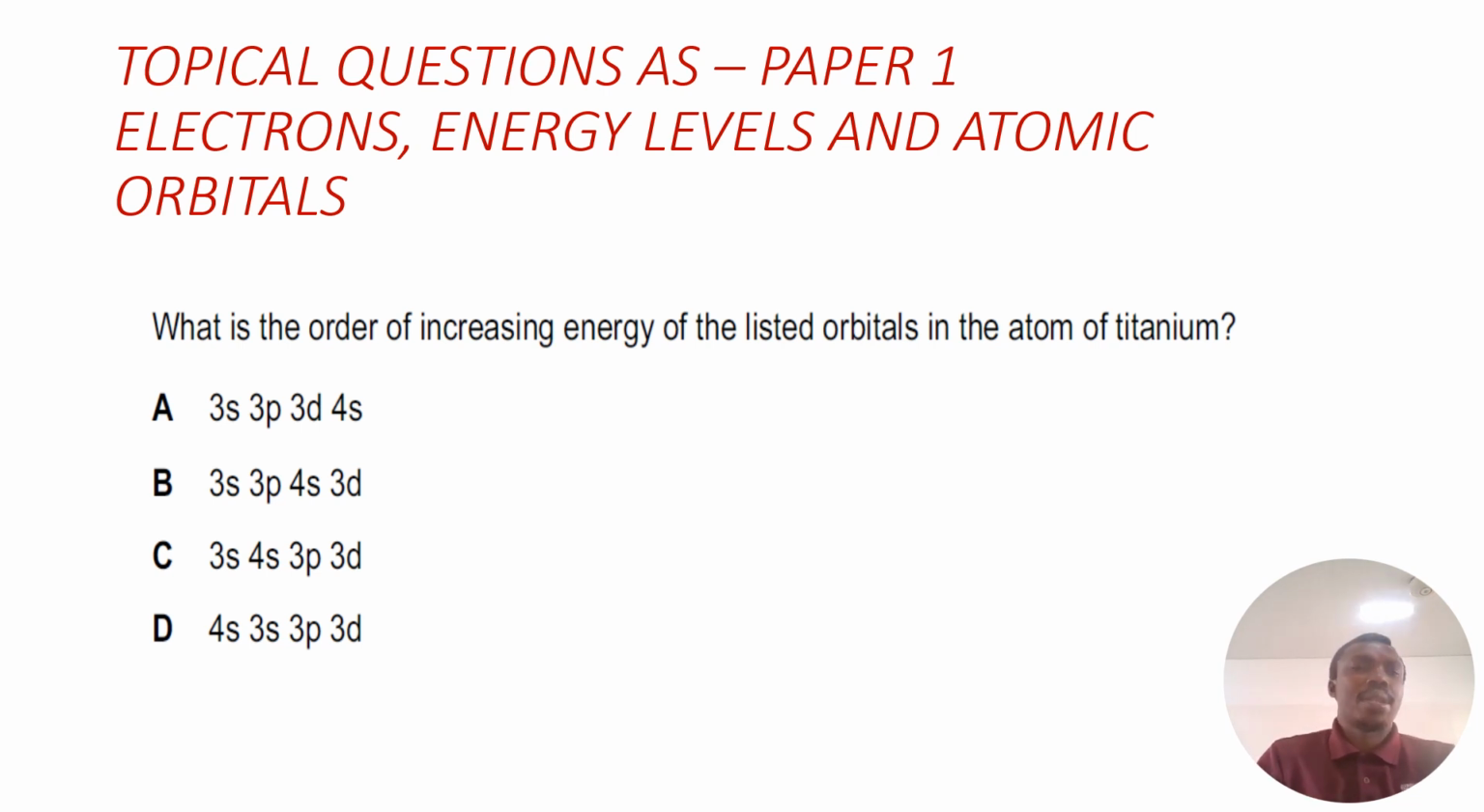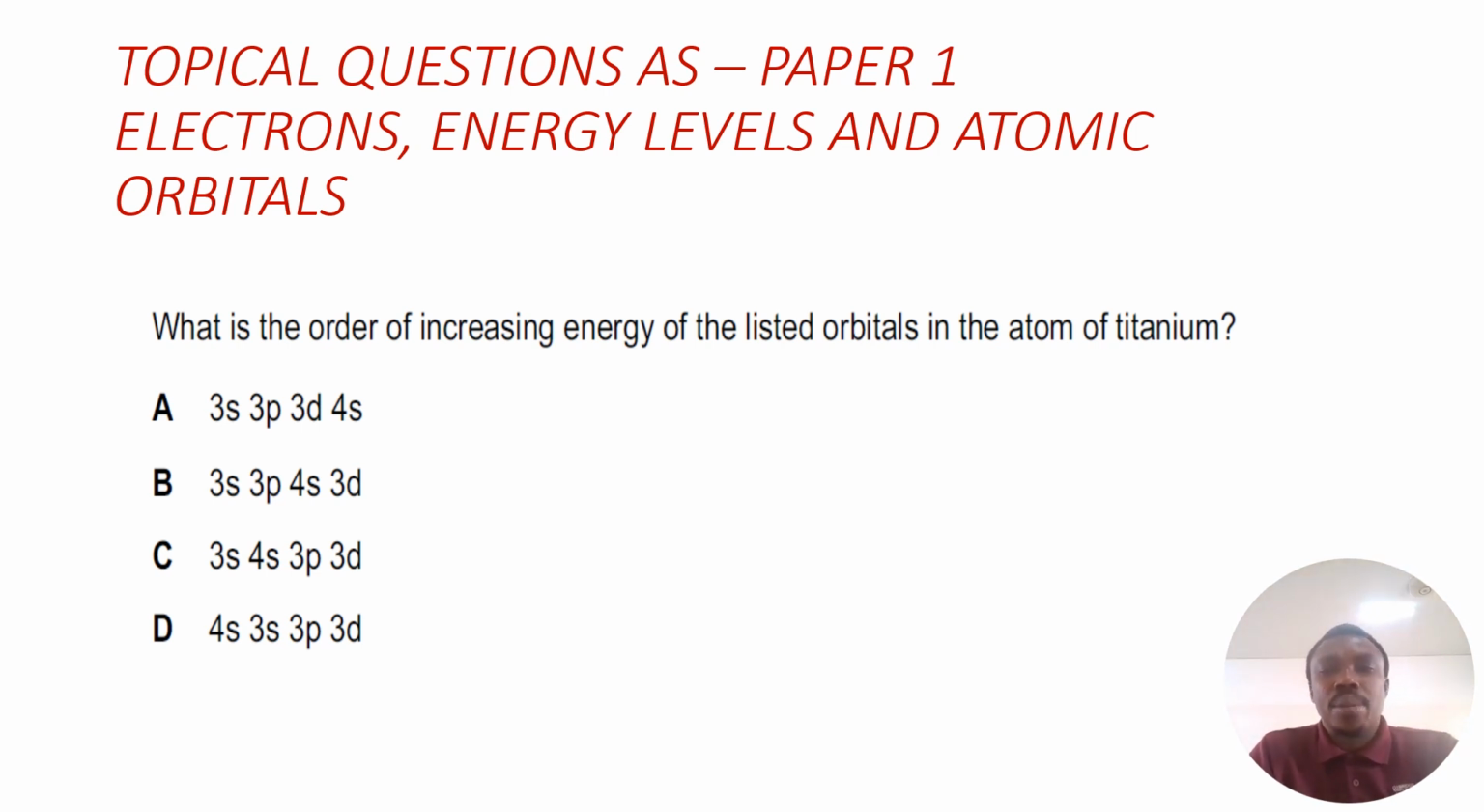Now, the question before us is: what is the order of increasing energy of the listed orbitals in the atom of titanium? It's as simple as ABC. All we need to do is follow the building principle, whereby electrons are filled starting from the innermost shell to the outermost shell, from the shell with the lowest energy level to the highest energy level.